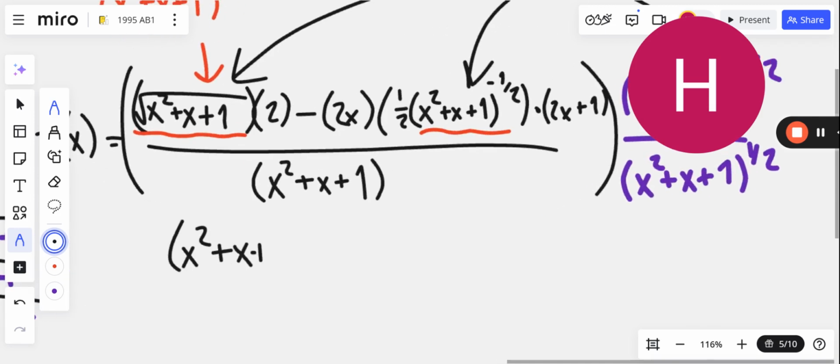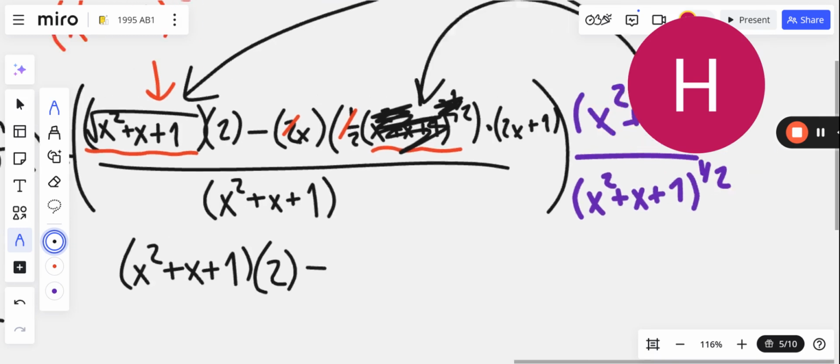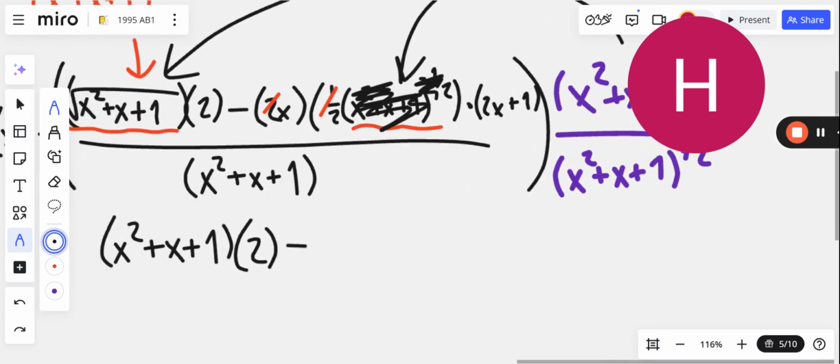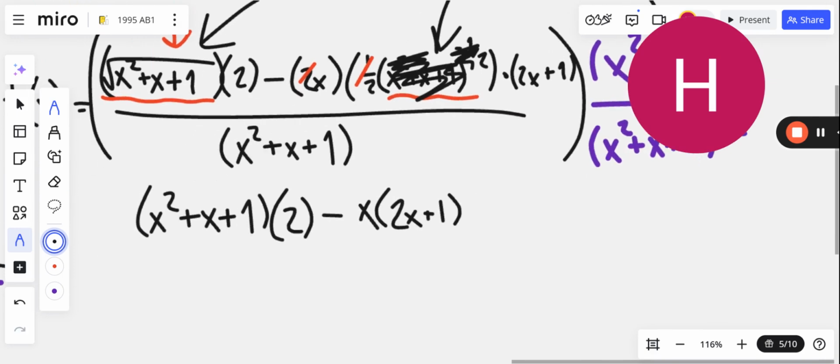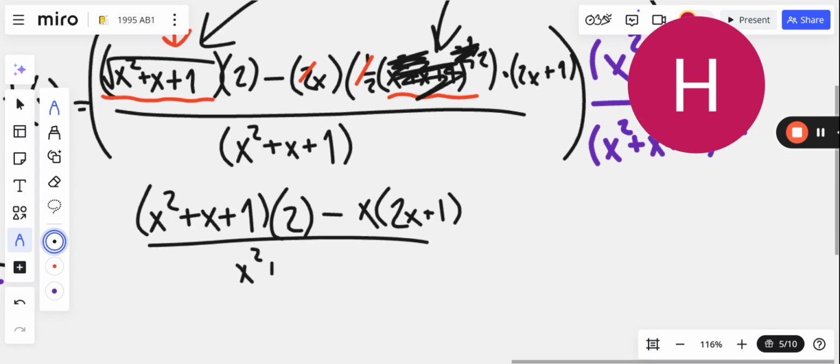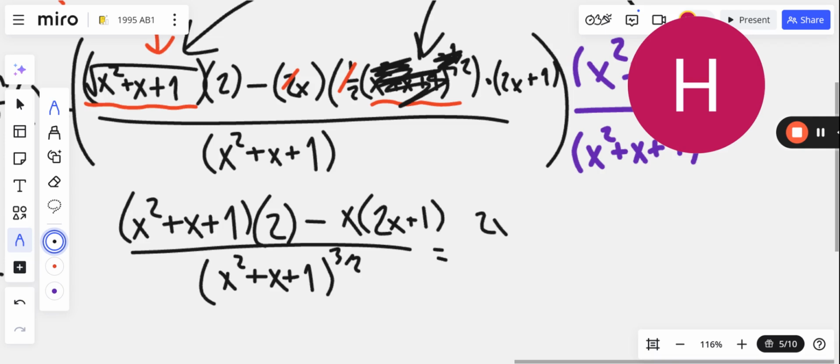So here we have x squared plus x plus 1 with no more root times 2 minus 2x times 1/2. I guess I can cancel those things, can't I? And this is completely canceled here because we're multiplying by this 1/2 power. And so that's simply going to be x times 2x plus 1 all over x squared plus x plus 1 to the 3 halves now. So let's simplify the top a little bit. That's going to give us 2x squared plus 2x plus 2.